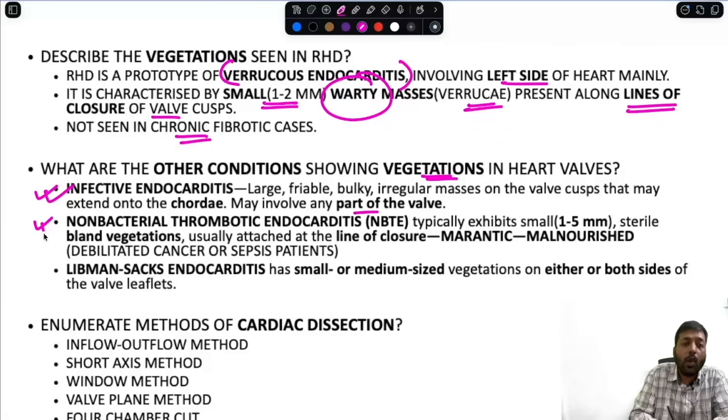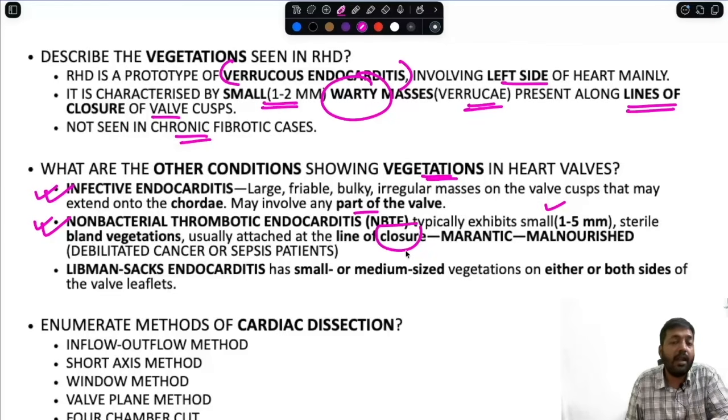Then second is non-bacterial thrombotic endocarditis, NBTE, which typically exhibits small 1 to 5 mm sterile bland vegetations, usually attached at the line of closure. Now remember, this kind of endocarditis is also called marantic. The word marantic is coming from malnourished, because they are mainly seen in debilitated cancer or sepsis patients.